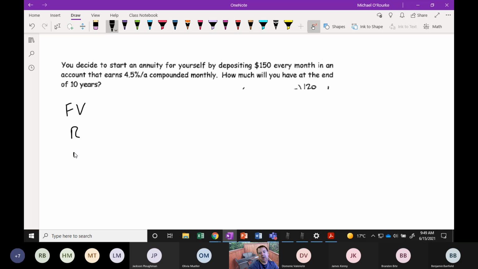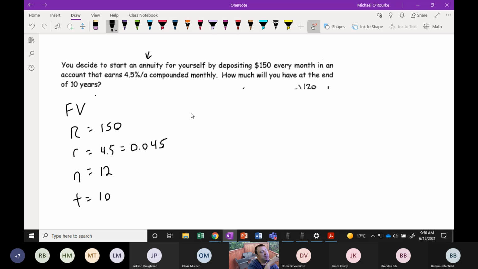What do I do? R, N, T. So help me out here first. You decide to start an annuity. Annuity just means a regular payment. For yourself, depositing $150 each month in an account that earns 4.5% compounded monthly. How much do we have in 10 years? So regular payments, $150. My rate, 4.5%. I'm going to write 4.5, and then the second one, because if you're using the TVM solver, compounded monthly for 10 years. Okay.